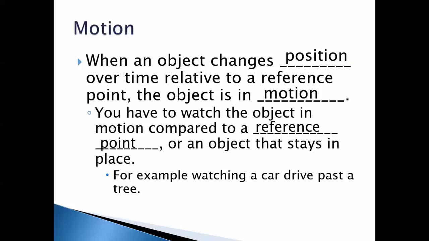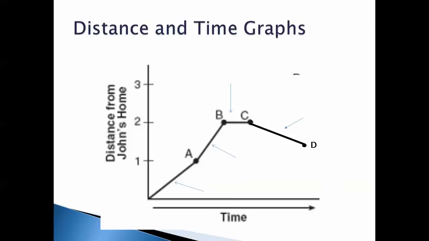So we tend to represent the motion of objects on graphs. There are two types of graphs we're going to look at today: a distance time graph and also a velocity time graph. So let's look at the distance time graph. It can tell us a lot of different things. Notice first of all that time is on the x-axis, it's my independent variable, and distance is on the y-axis, so that's what we're measuring, or what we're watching change.